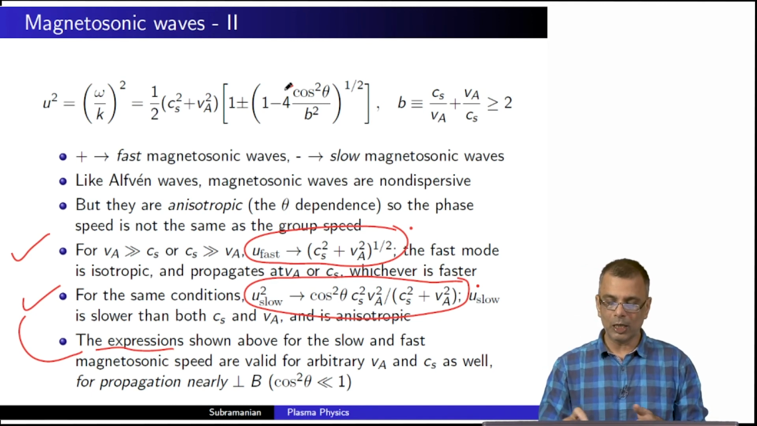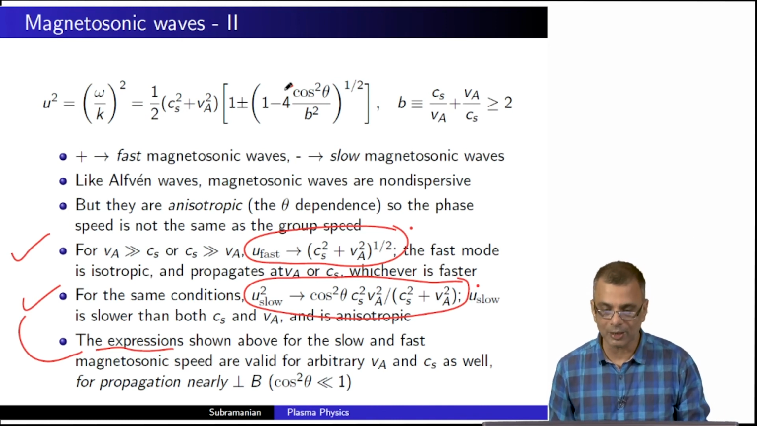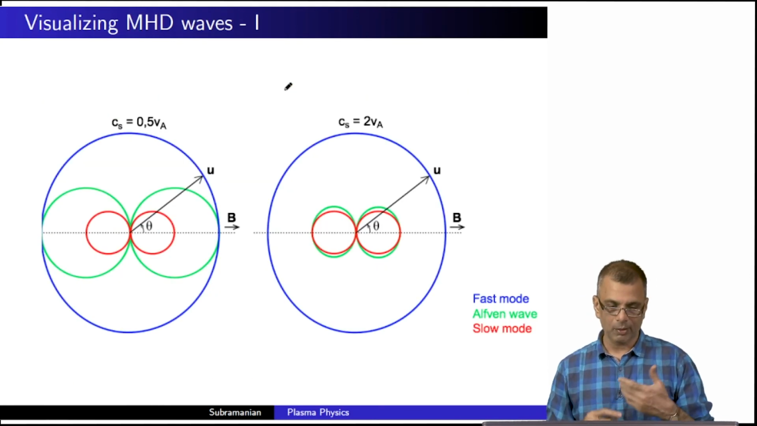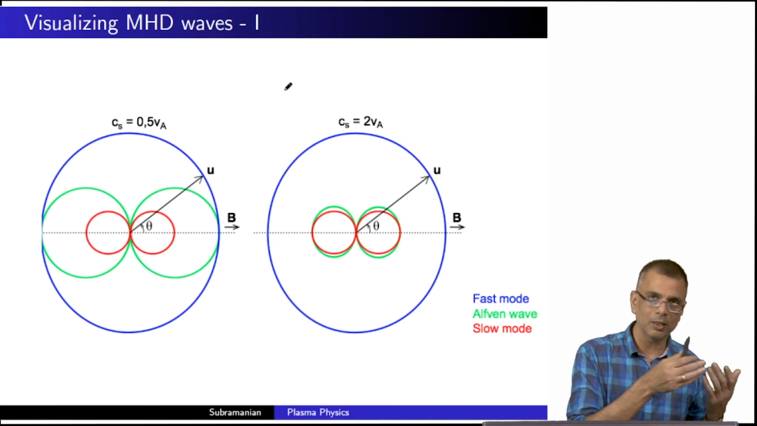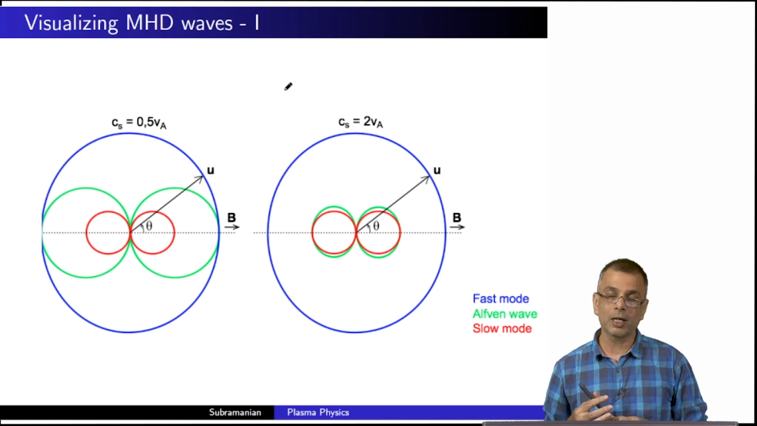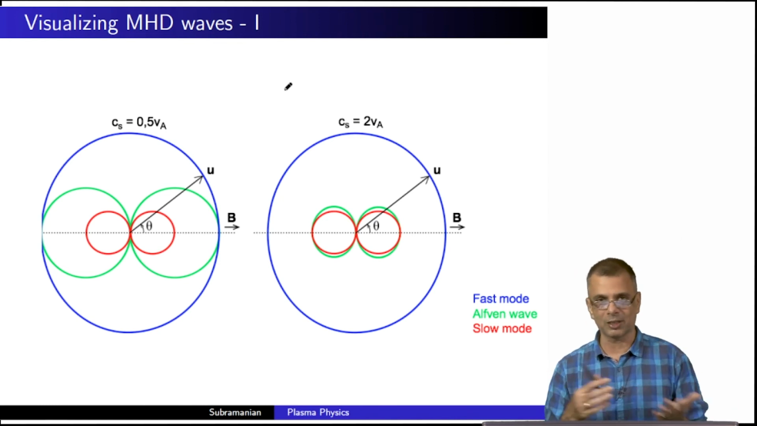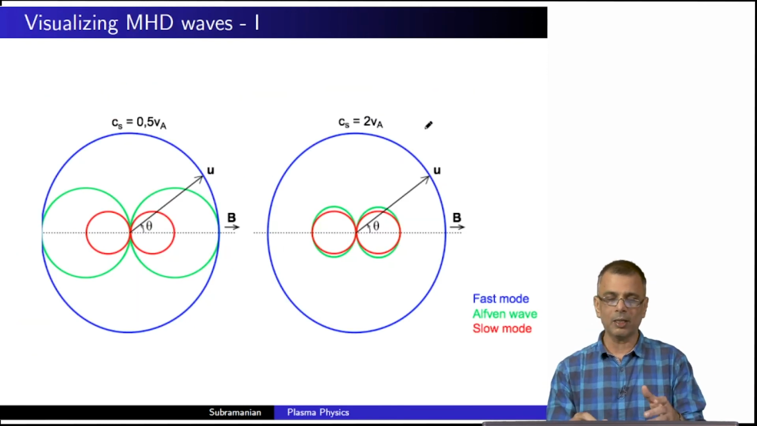Okay, these were two limiting cases, and we discussed the limiting cases a little bit, but now it's time to discuss the general case a little bit, where you cannot assume that either the propagation is nearly perpendicular to B, or that either the sound speed or the Alfvén speed is much larger than the other. So in the general case, you have to consider this full equation, and here is a kind of a diagram which helps in visualization.